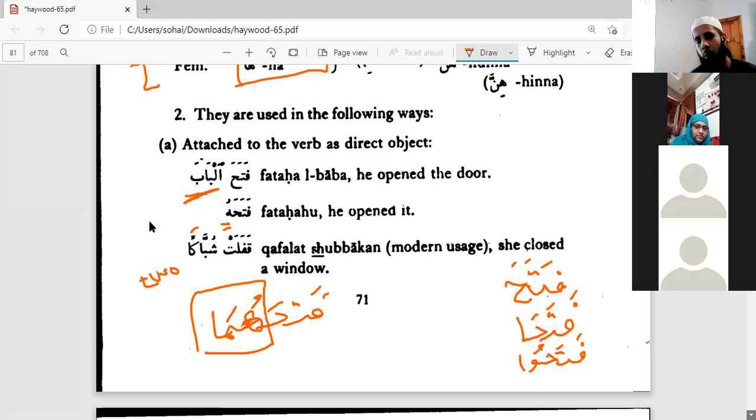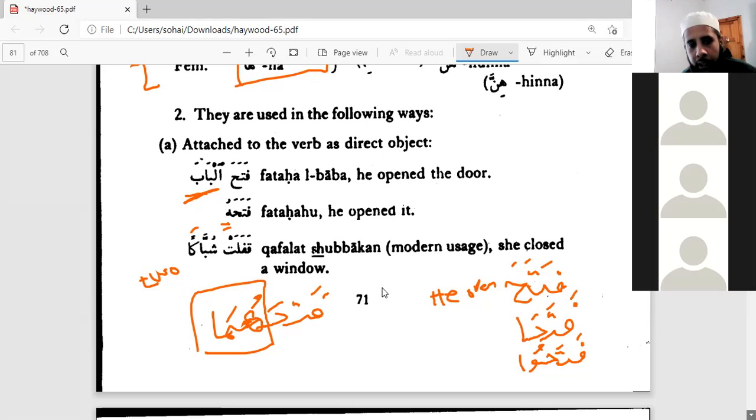Fatahu. They opened, plural, three or more people. Afrin, you there? Farhana, you understand? Yes, sir. So he opened, same. They two opened, they opened, fatahat, she opened. But the attached pronoun only refers to the door. It doesn't refer to them. It only refers to the door. So if it's one door, it's going to be fatahahu.